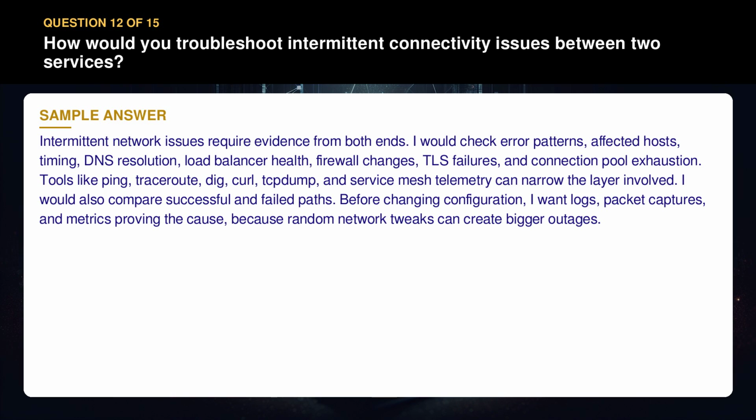Question 12. How would you troubleshoot intermittent connectivity issues between two services? Intermittent network issues require evidence from both ends. I would check error patterns, affected hosts, timing, DNS resolution, load balancer health, firewall changes, TLS failures, and connection pool exhaustion. Tools like ping, traceroute, dig, curl, tcpdump, and service mesh telemetry can narrow the layer involved. I would also compare successful and failed paths.